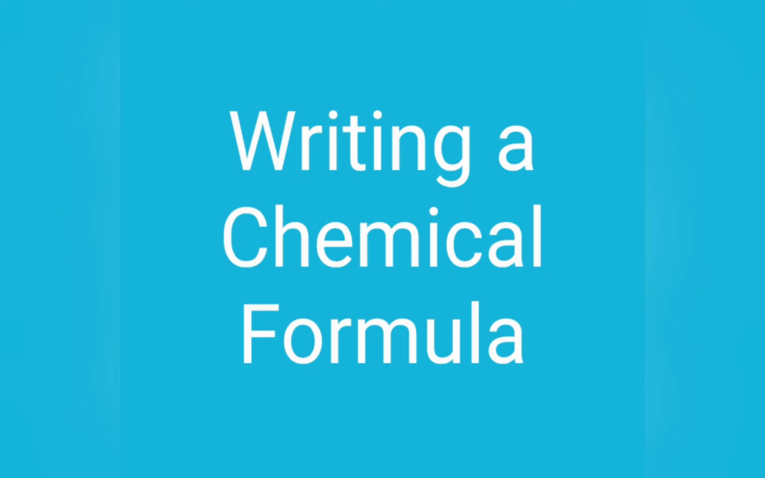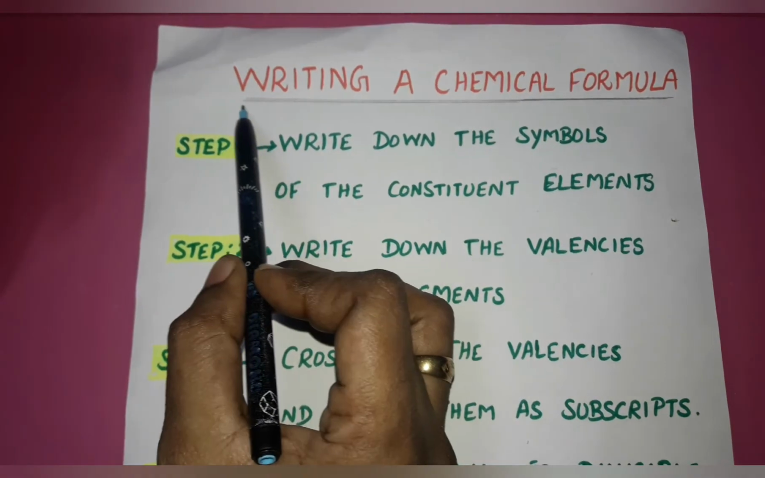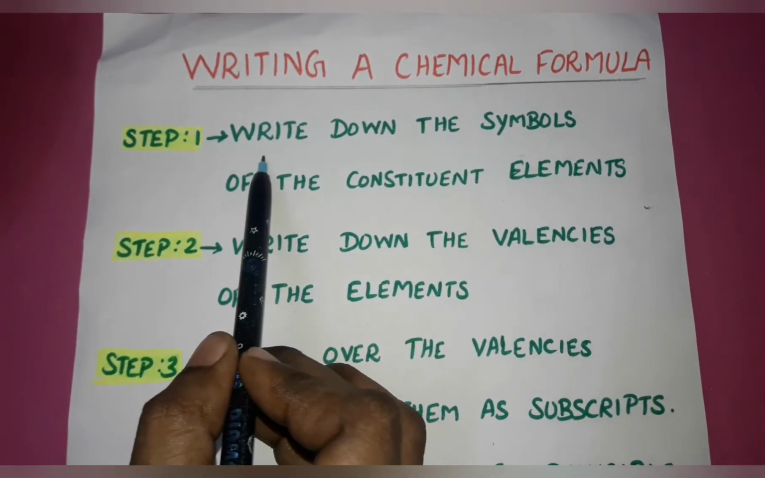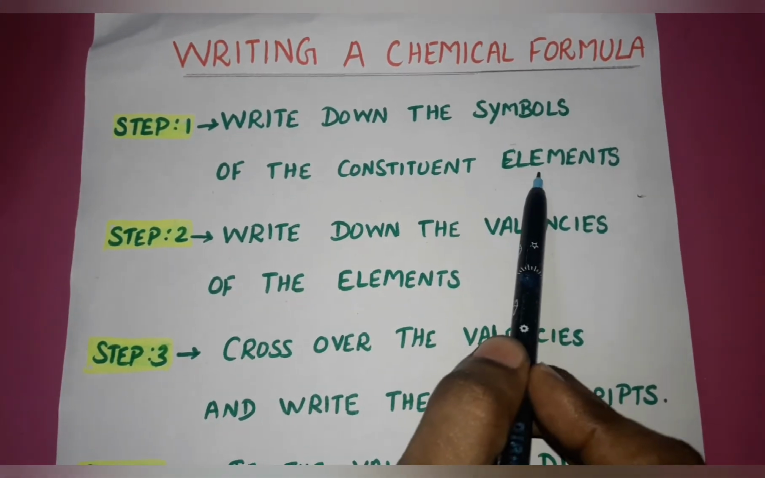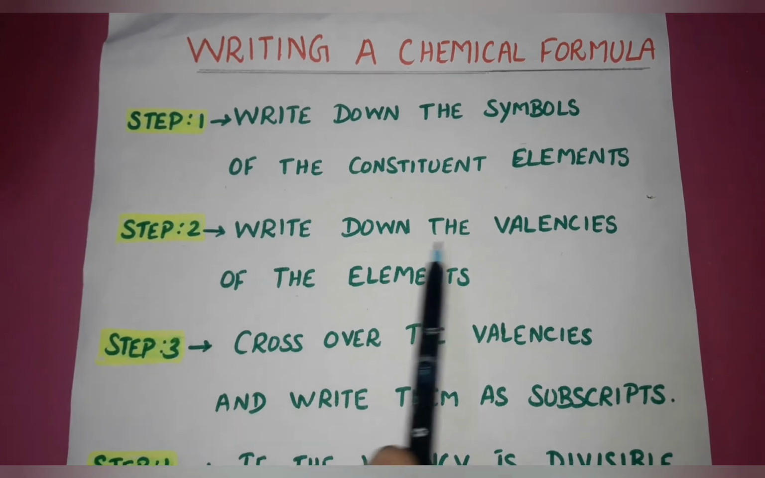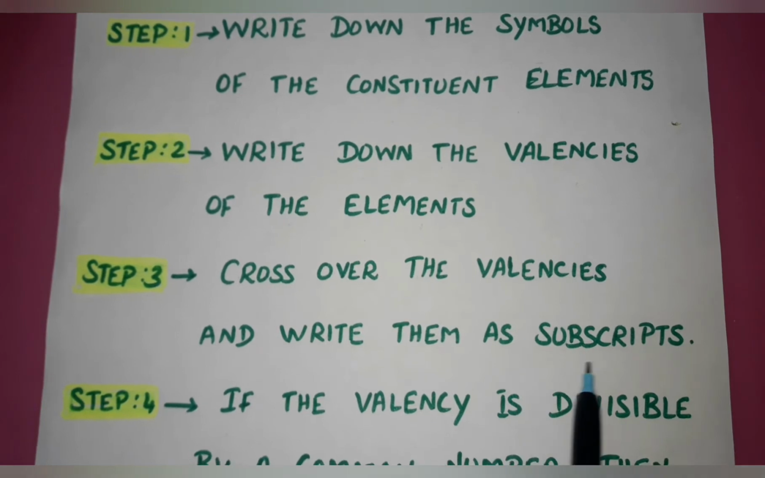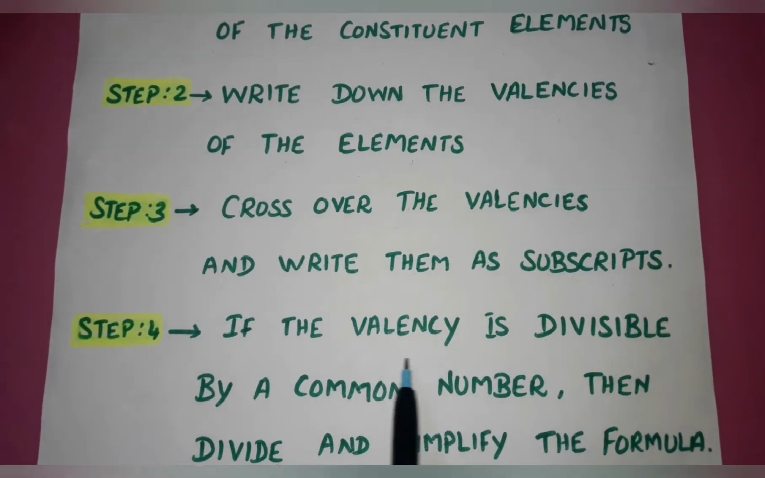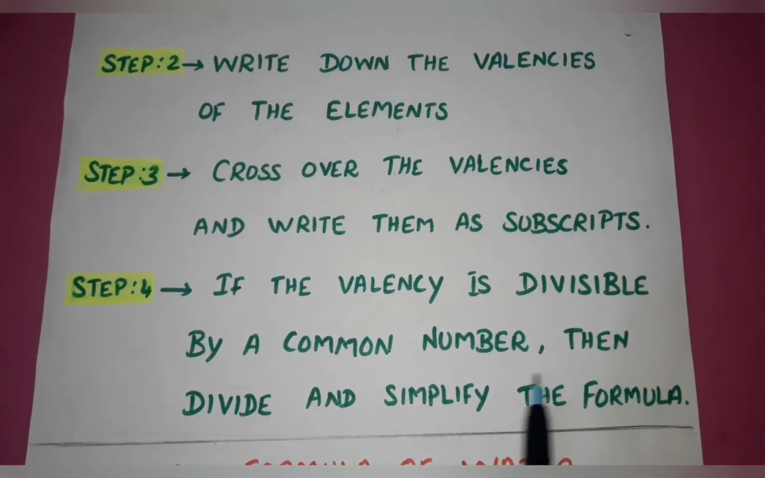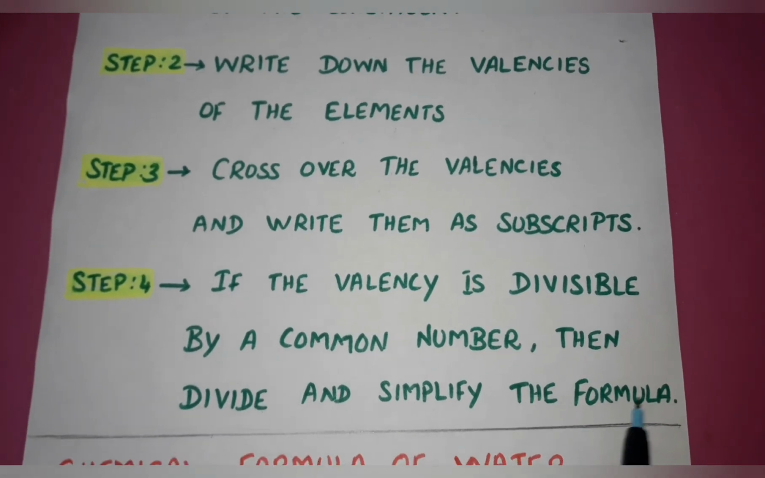Next is writing a chemical formula. Writing a chemical formula involves some steps. Elements combine chemically to form chemical compounds. This we know. There are many steps in writing the chemical formula. The first step is write down the symbols of constituent elements. Then write down the valencies of the elements. Then cross over the valencies and write them as subscript. If the valency is divisible by a common number, then divide and simplify the formula.